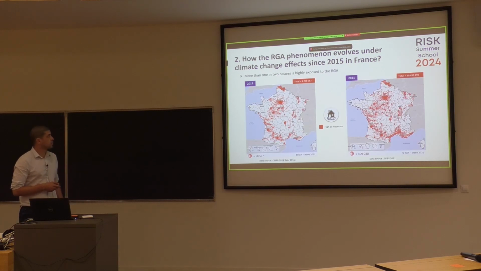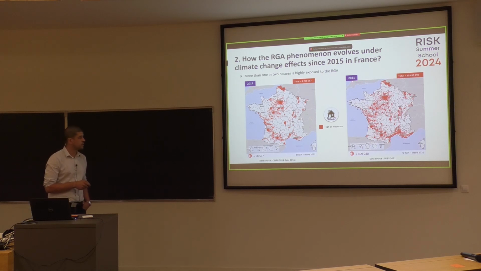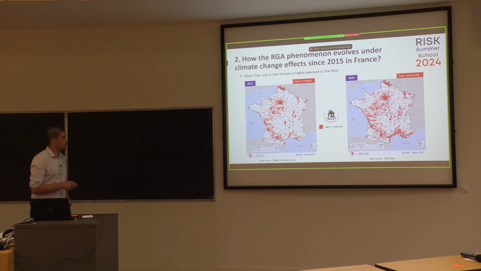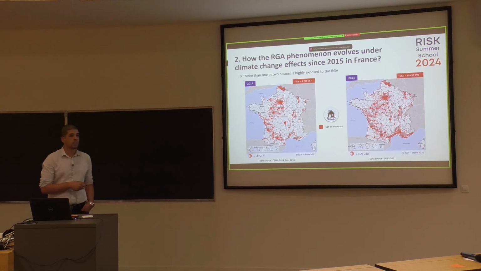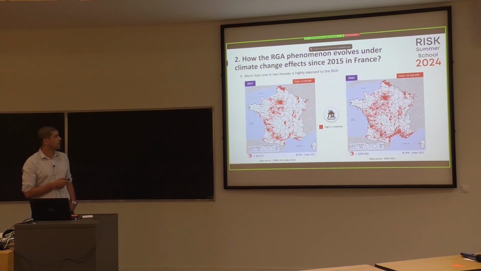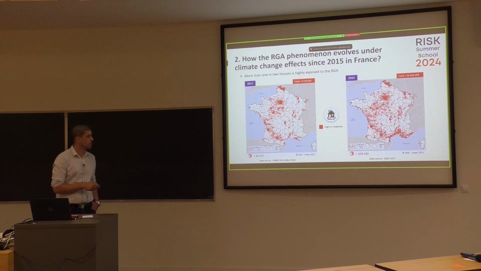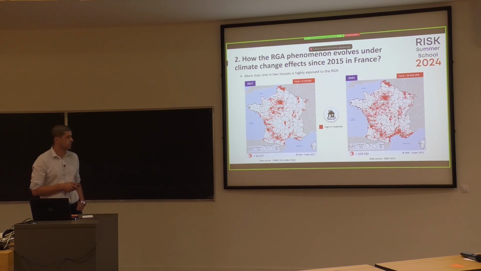Another observation is about the number of individual houses exposed to this phenomenon. You have here a comparison between 2017 and 2021. Here we had more than 4 million houses, and now we have more than 10 million houses. This represents more than half, 1 in 2 houses highly exposed to the RGA in France. And you have the localization of this part in France.